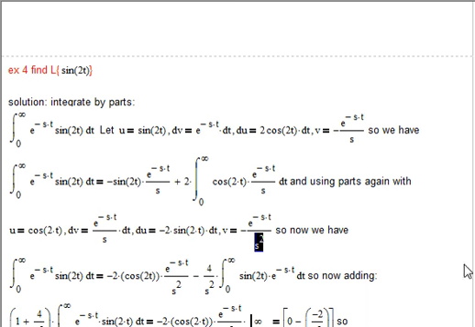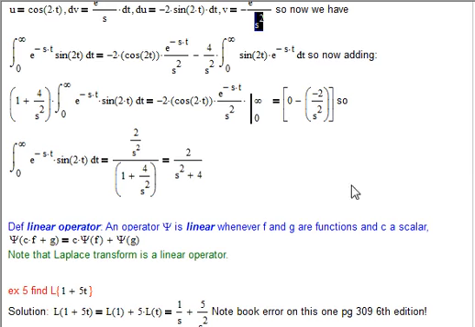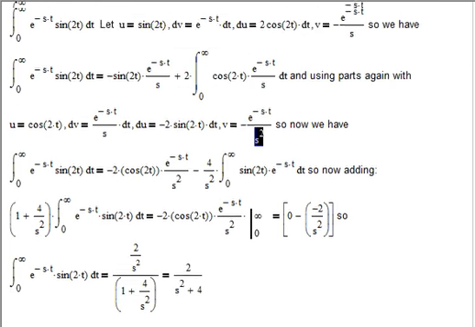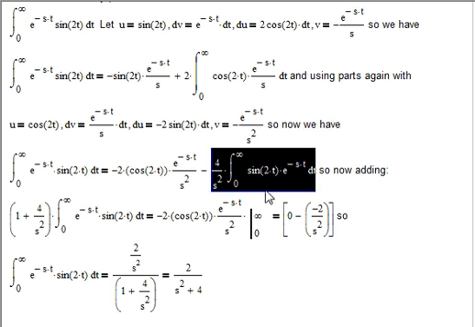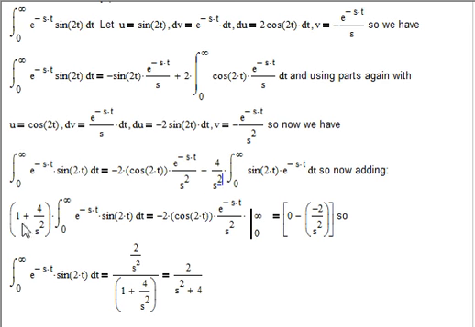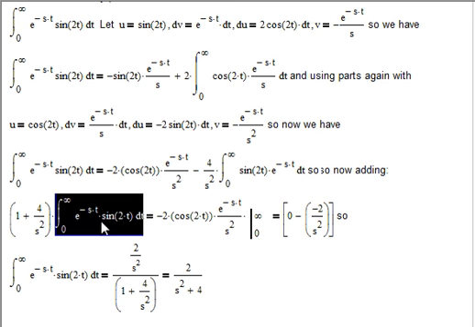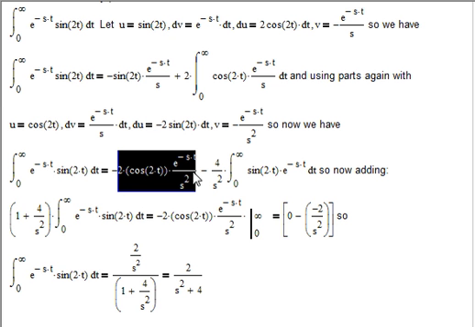So, wow. So now we're going to be able to get this one by adding, where, see, we got the same thing on this side of the equation as we do on this side of the equation. So, add this to both sides. We got 1 plus 4 over s squared times the integral we're seeking is this, evaluated between 0 and infinity.